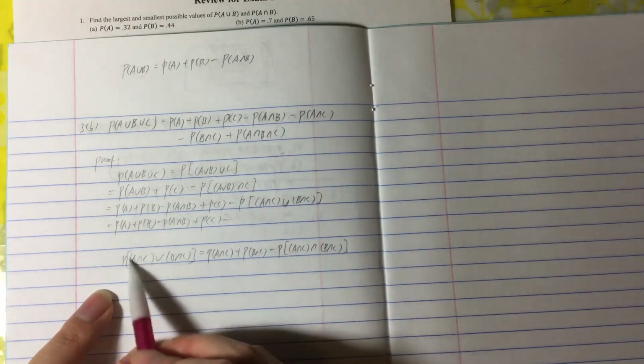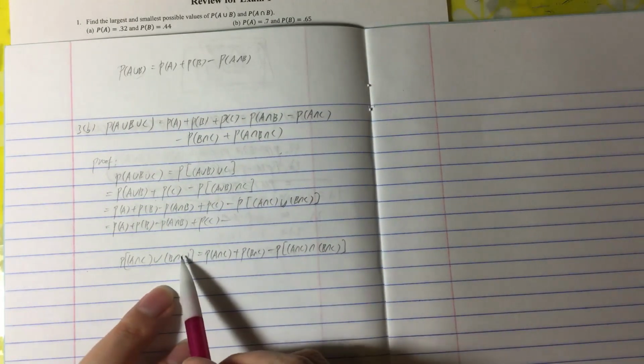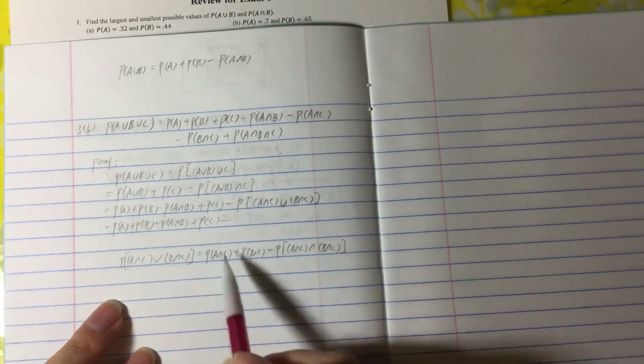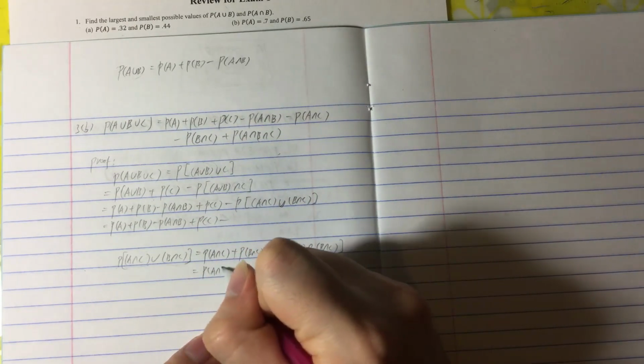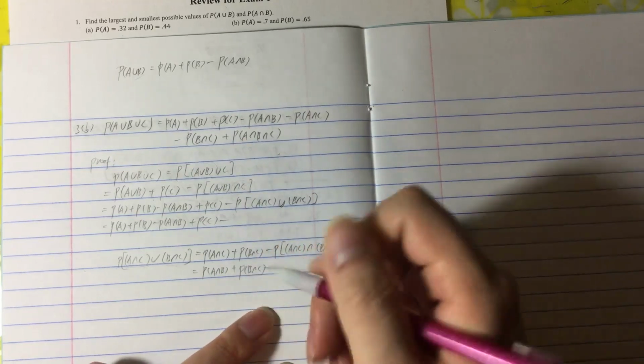So use this formula again. We have probability of one set union another set. Use this formula: probability of the first set plus probability of the second set minus probability of the intersection of both sets. Then the first two parts I leave the same. A intersection C plus B intersection C. I leave it the same.